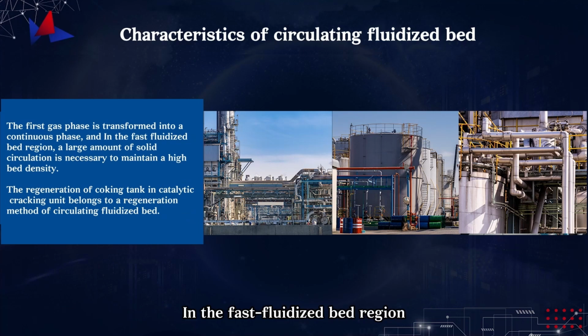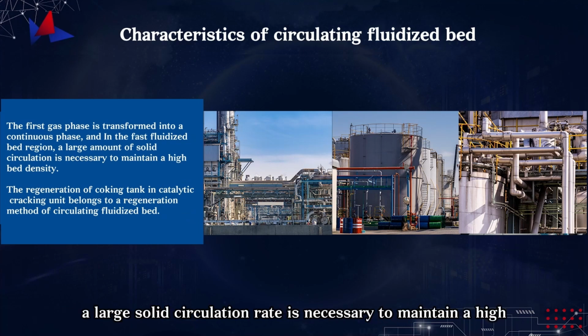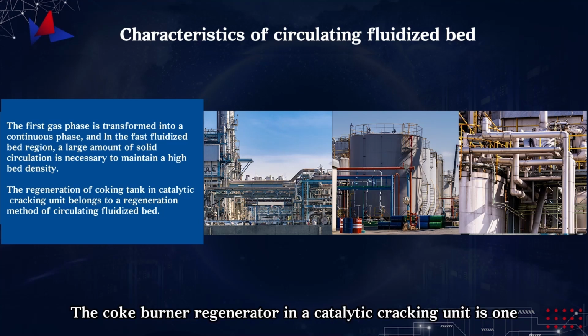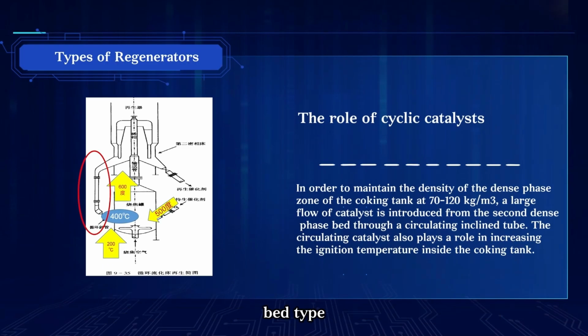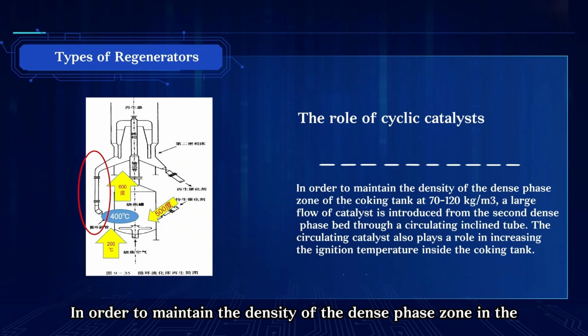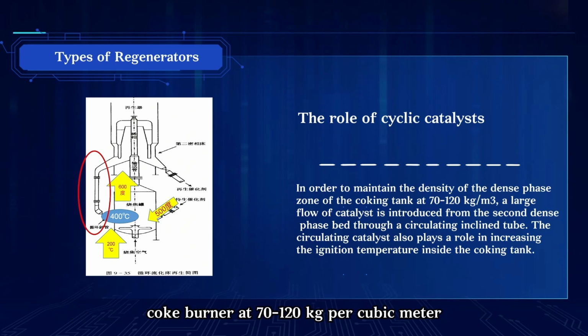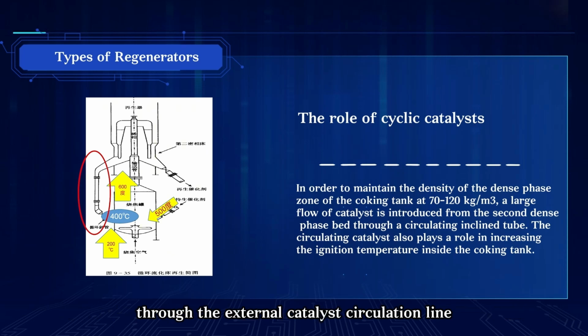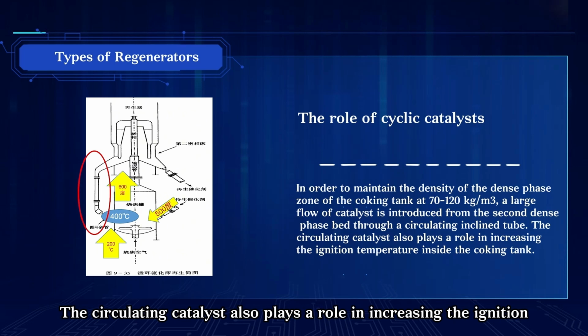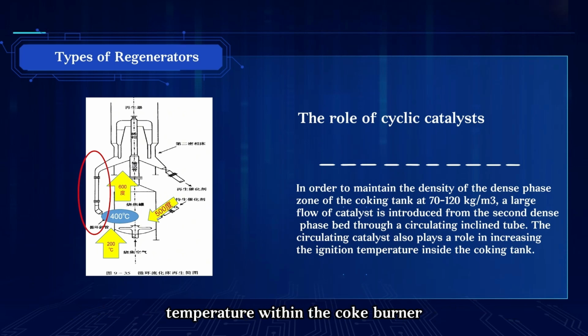In the fast fluidized bed region, a large solid circulation rate is necessary to maintain a high bed density. The coke burner regenerator in a catalytic cracking unit is one regeneration method belonging to the circulating fluidized bed type. In order to maintain the density of the dense phase zone in the coke burner at 70 to 120 kilograms per cubic meter, a large flow of catalyst is introduced from the second dense bed through the external catalyst circulation line. The circulating catalyst also plays a role in increasing the ignition temperature within the coke burner.